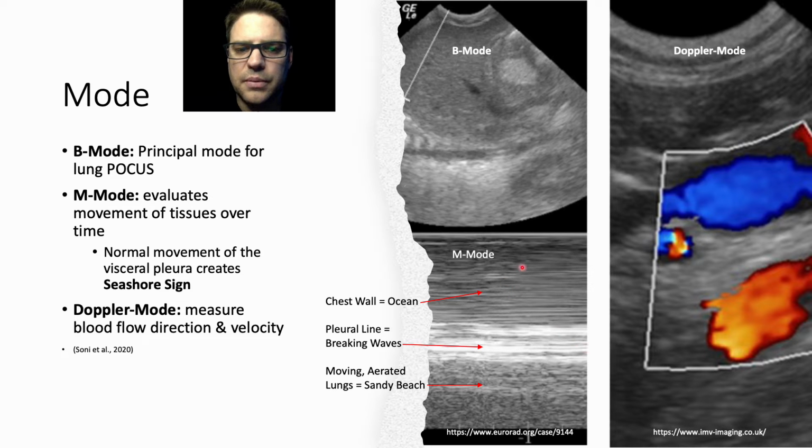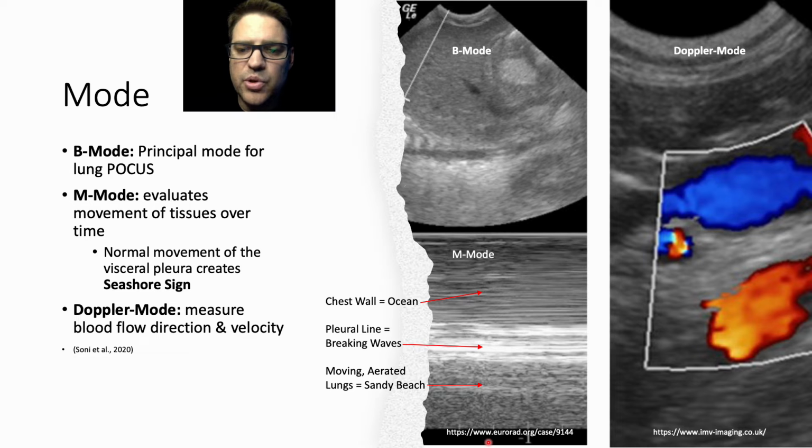M mode, bottom left, or motion mode, is an older imaging mode that evaluates the movement of structures along a single scan line over time. M mode is frequently used to assess the cardiac chambers, cardiac valves, inferior vena cava, and the lung-pleura interface for lung sliding and pneumothorax.